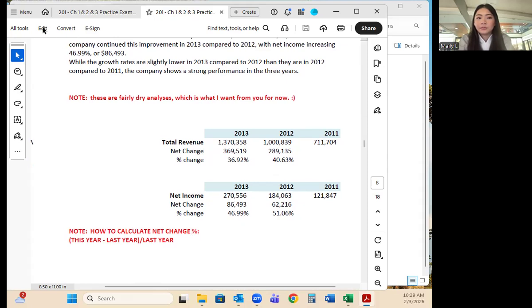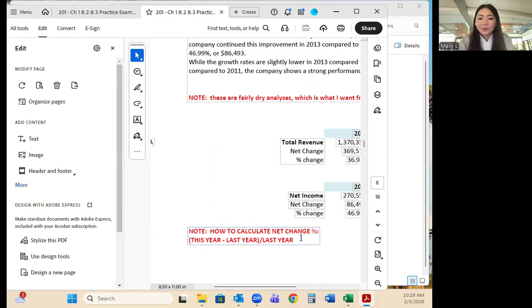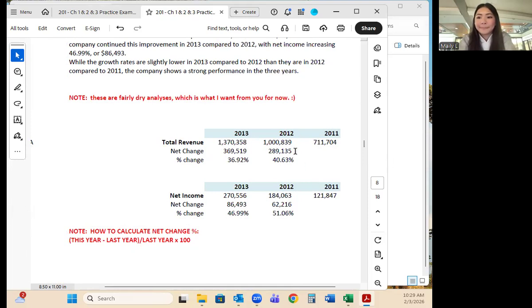Miley, do you know what it is? To get to a percent, how do you get from a decimal to a percent? Oh, you just multiply by 100. Yeah. Okay. So 289 divided by 711 is 40.63.